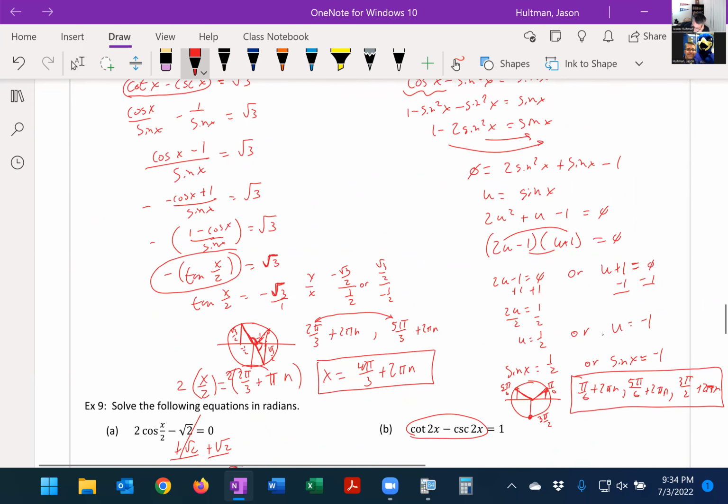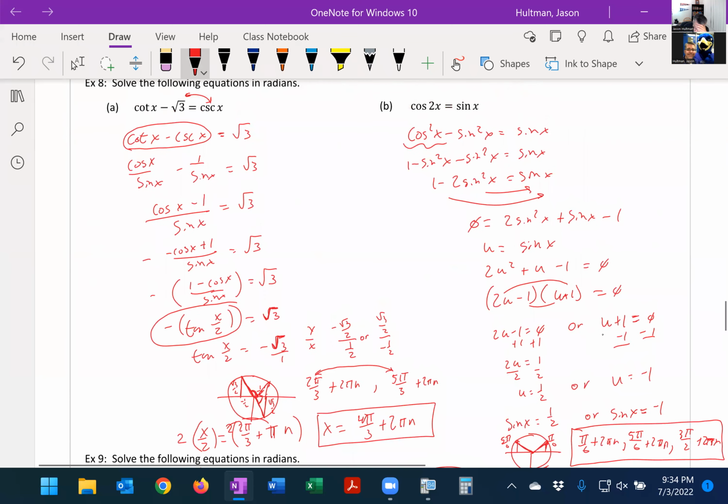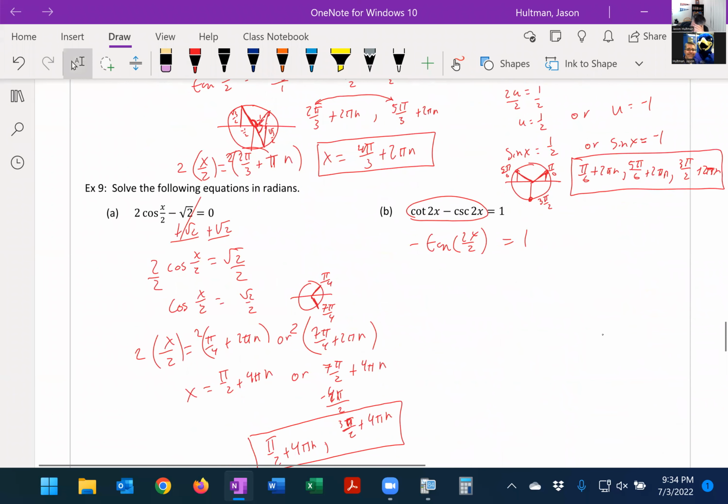Oh, okay. Well, we don't have to do the whole thing again. We say this is negative tangent of x, but in this case, our x is 2x. So this is 2x over 2 equals 1. That's nice. So using an identity that we found from example 8, part A, we can just jump right into that. So this is negative tangent of x is equal to 1. So tangent of x is equal to negative 1.